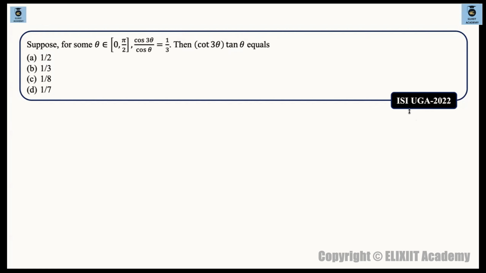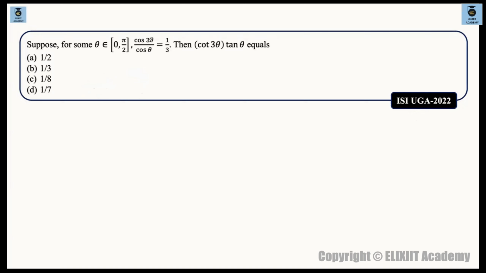Come now to the next question, which says that suppose for some theta belongs to 0 to pi by 2, we have cos of 3 theta divided by cos theta. This ratio is given to be 1 by 3. Then we have to solve for cot 3 theta times of tan theta. We have to find the value of this thing. So we have to simplify this ratio.